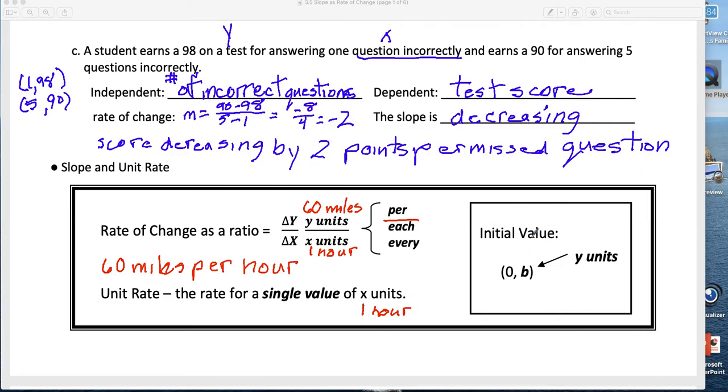Okay, we're also going to go into the next set and we're going to have initial values. Okay, the initial value is the y-intercept.